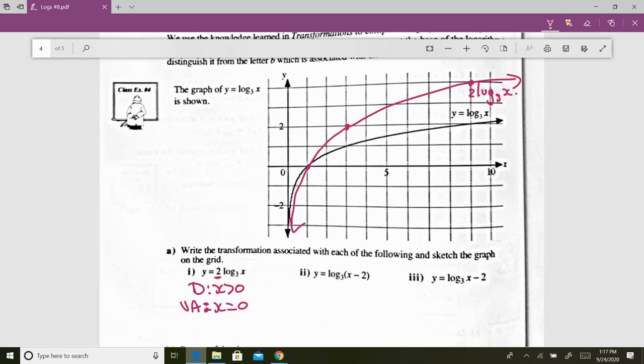Number 2, log base 3 of x minus 2, all in brackets. What does that 2 represent? What letter? Transformation. It's an h value. So that means we went which way? Right 2.